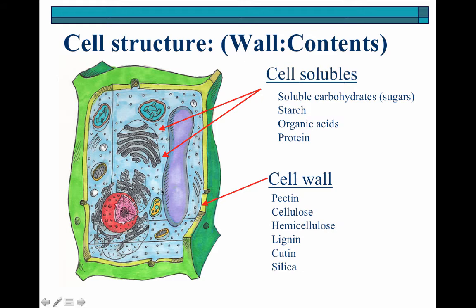And then inside the cell are our solubles. So these are going to be not only the organelles like the Golgi apparatus, the mitochondria, the nucleus that contains the DNA, but also there's going to be carbohydrates and sugars or starches, as well as protein associated with the center portion of the cell structure. So when we're talking about cell wall versus cell solubles, this is the ratio that we're talking about. So the more cellular wall content and more intercellular content that we have, the more nutrient value a plant is going to have.